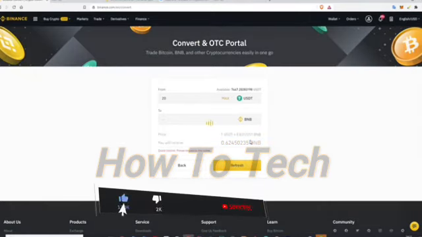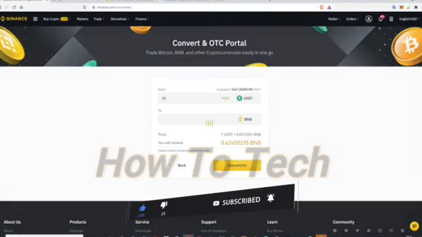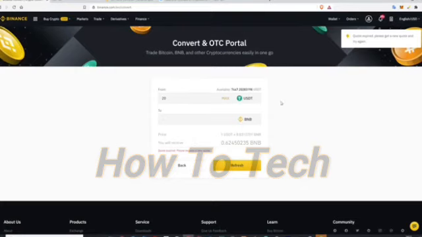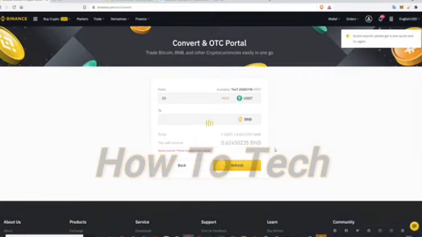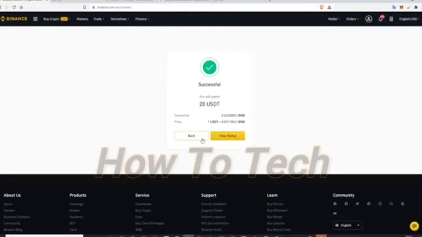So you need to be fast with this one, but this is pretty much for amateurs. I don't recommend that you guys use convert. You're better off using the exchange. It's a little more advanced, but it's better that way because the fees are much better. So you can see this is already done. The convert is fast and convenient, but it's very expensive in terms of transaction fees.